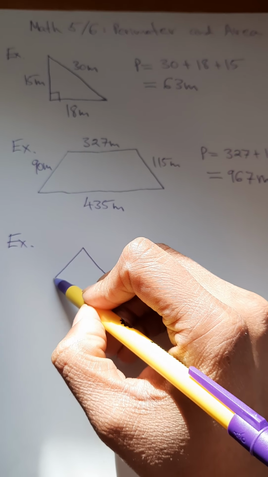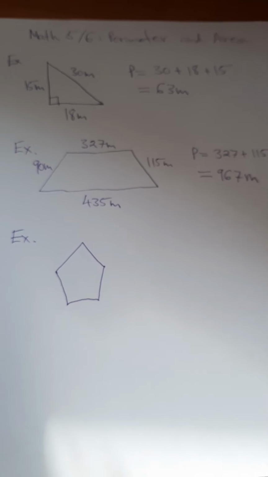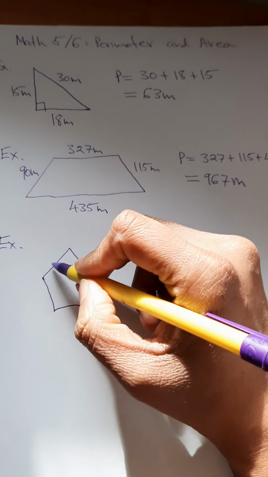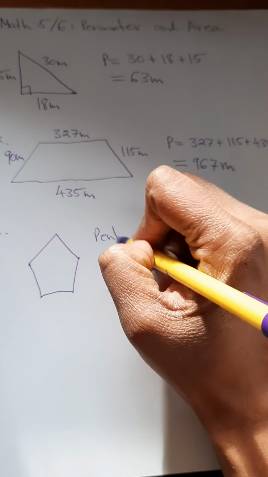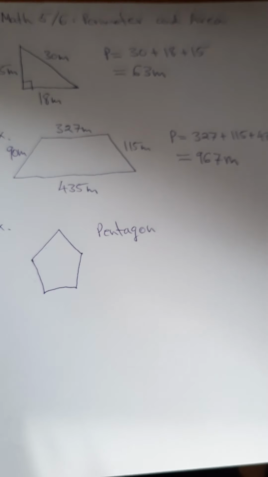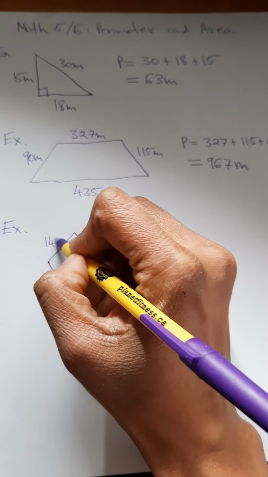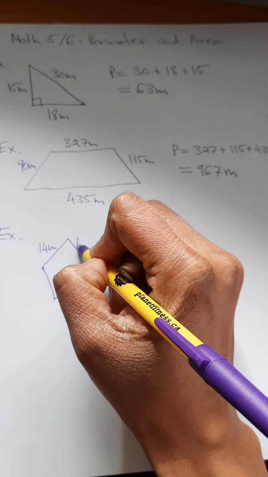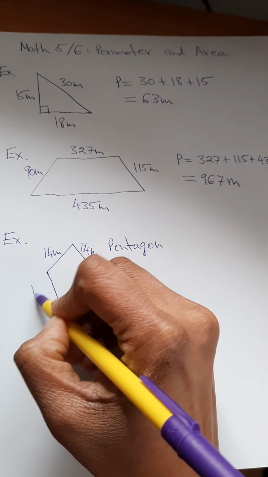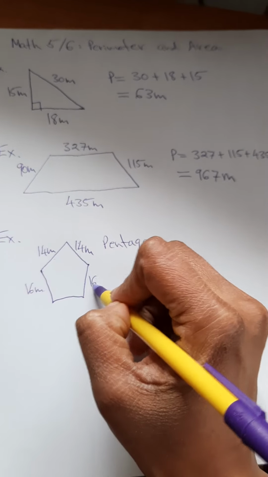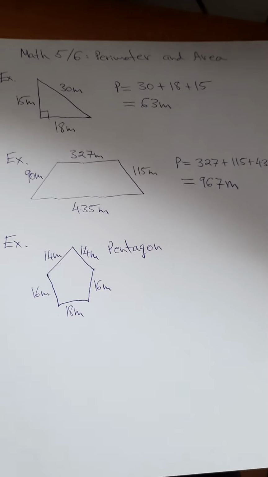I'm going to first draw it out. This shape has 1, 2, 3, 4, 5 sides, so this is known as a pentagon. I'm going to give you the value of the sides. So 14 meters on the top two sides, and the bottom two sides are 16 meters. And the base is 18 meters.